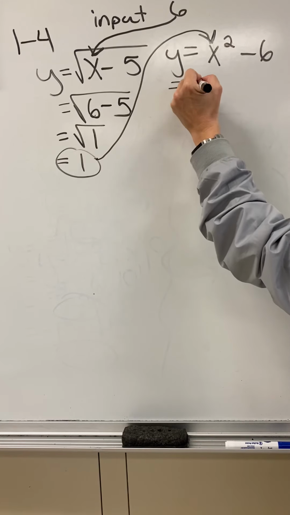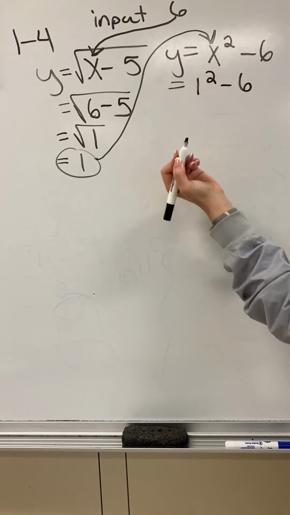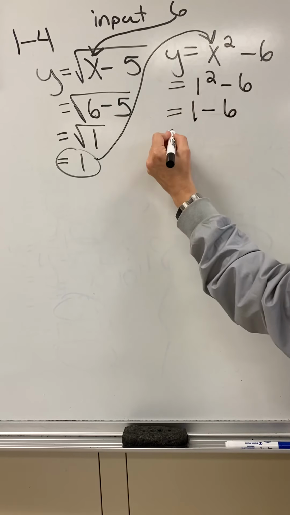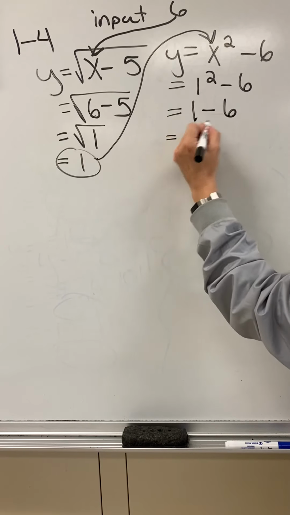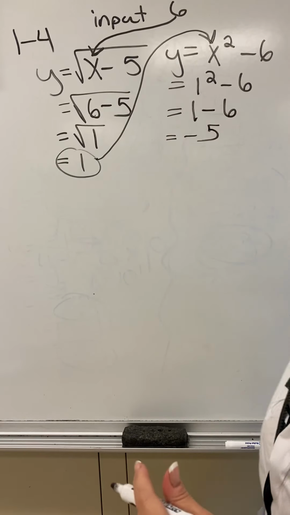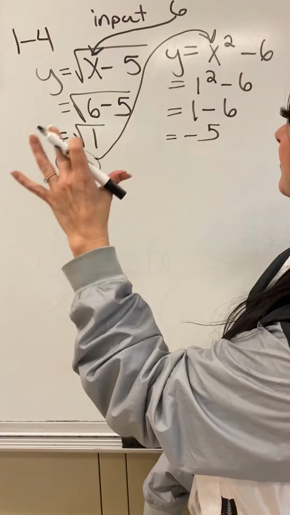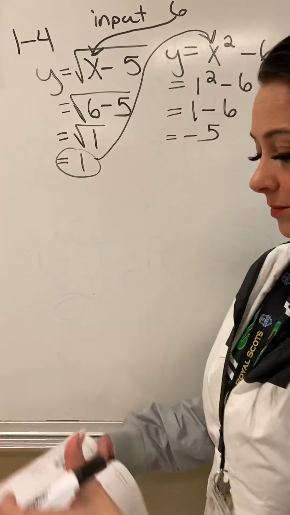So we go 1 squared minus 6. 1 squared is just 1. And then 1 minus 6 is negative 5. And in part A, we were looking for a positive 5. So this was not the correct order for part A.